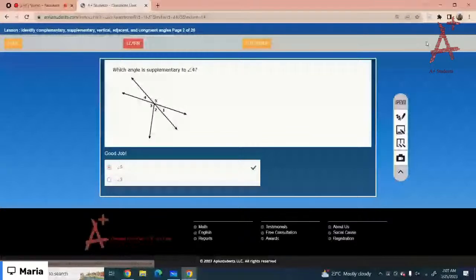Then what is the angle to angle BGT? Which angle is angle BGT? Let me see.